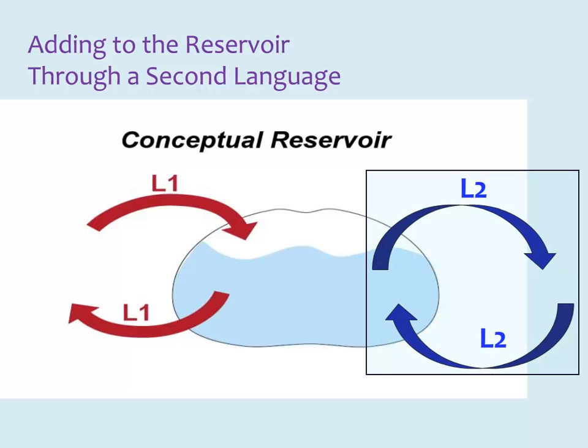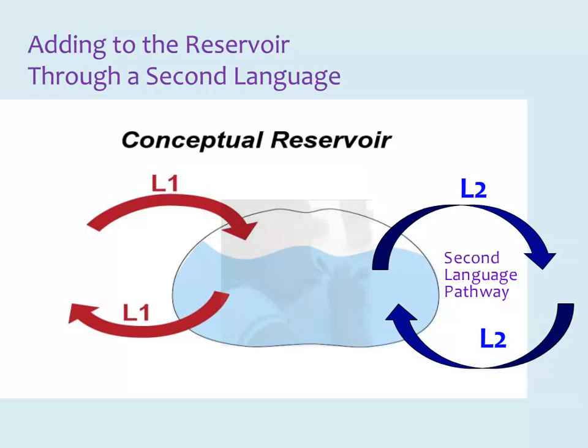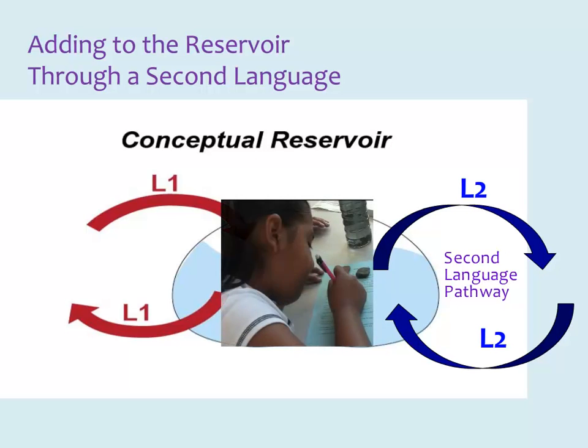From here on out in this module, the L2 arrows will be referred to as the second language pathway. The second language pathway encompasses all the strategies that teachers and students use to present, make sense of, and communicate information. The understandings we have gained about what good second language pathway teaching looks like contribute to the academic success of all students in the classroom.